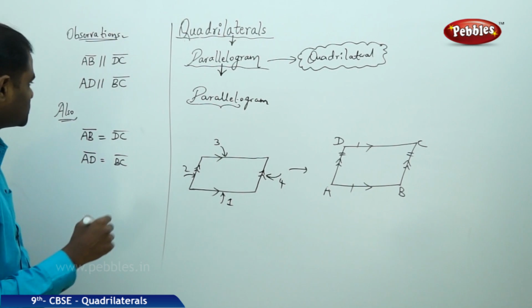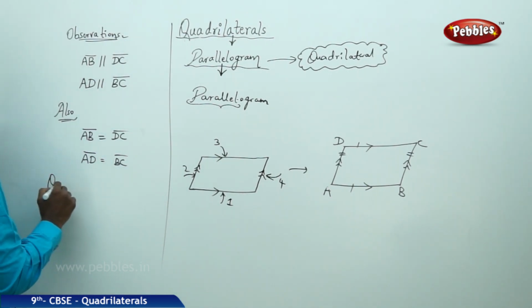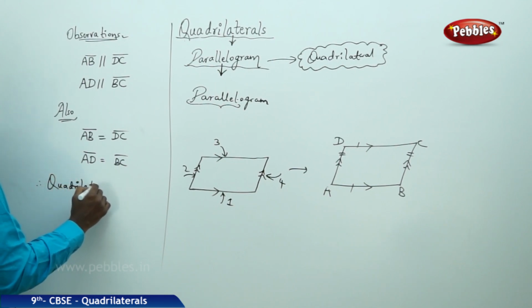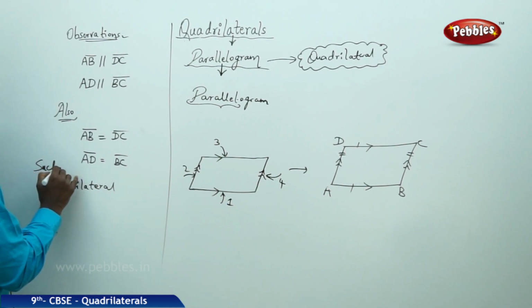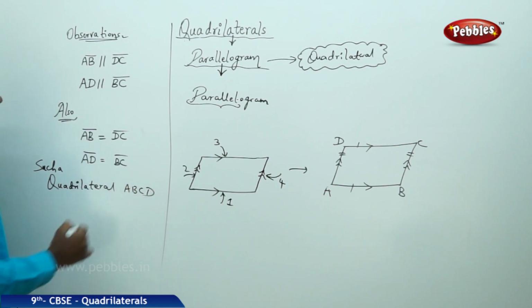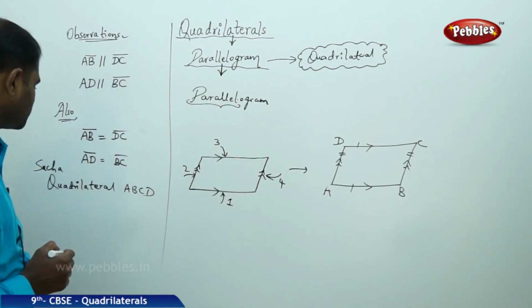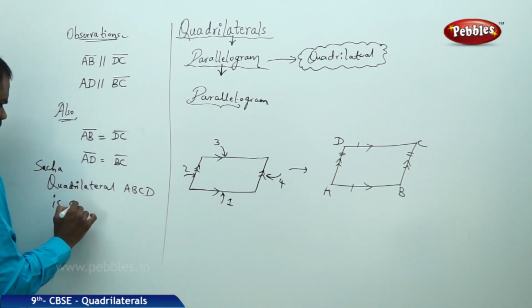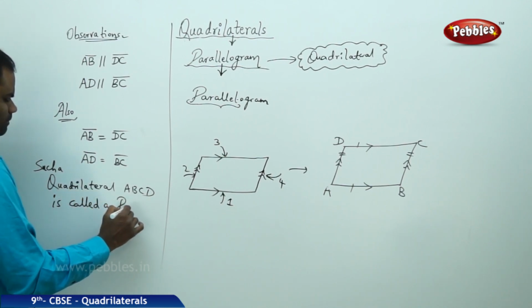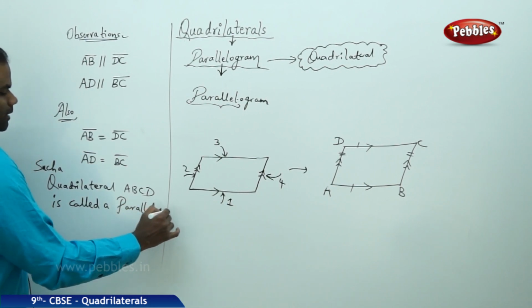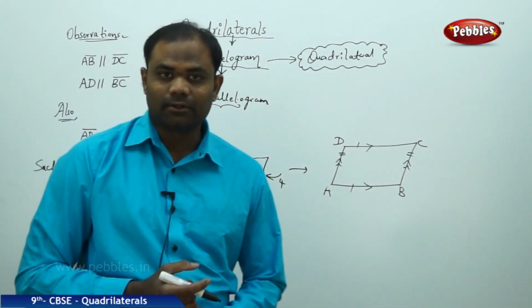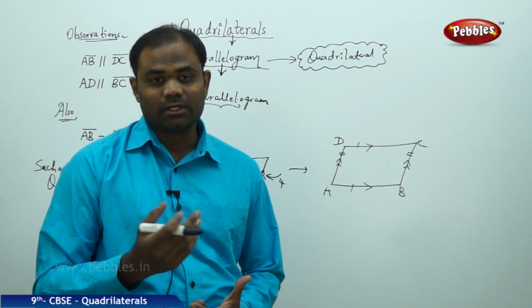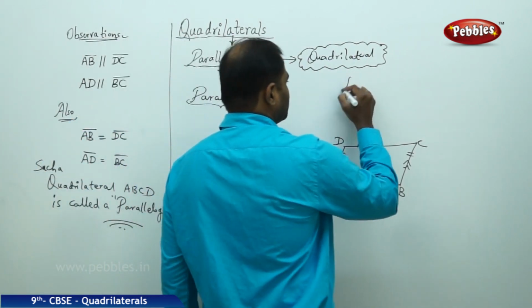So therefore, in this case, we see that such a quadrilateral ABCD which satisfies these two properties is called a parallelogram. Is how we understand the quadrilateral as a special case with a parallelogram. Parallelogram.